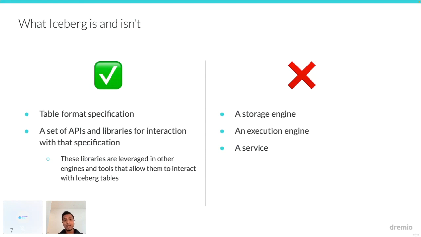It's a set of libraries and APIs for interaction with that specification. So, for example, your execution engine or your processing engine will leverage Iceberg APIs and libraries to interact with it, and do things like compute or process or whatever it is. It's not a storage engine. It's not an execution engine or a service like Spark or whatever it is. It's not a service as such.